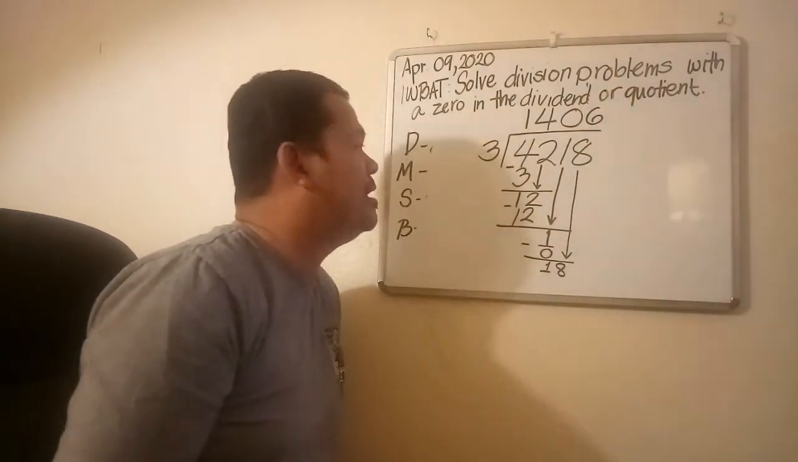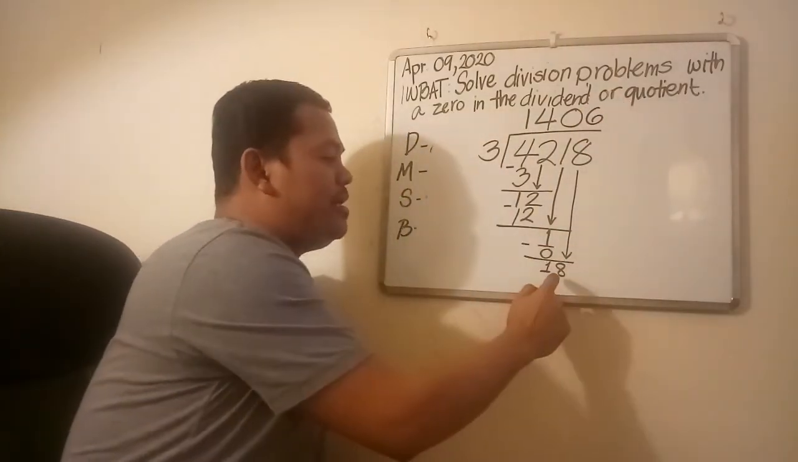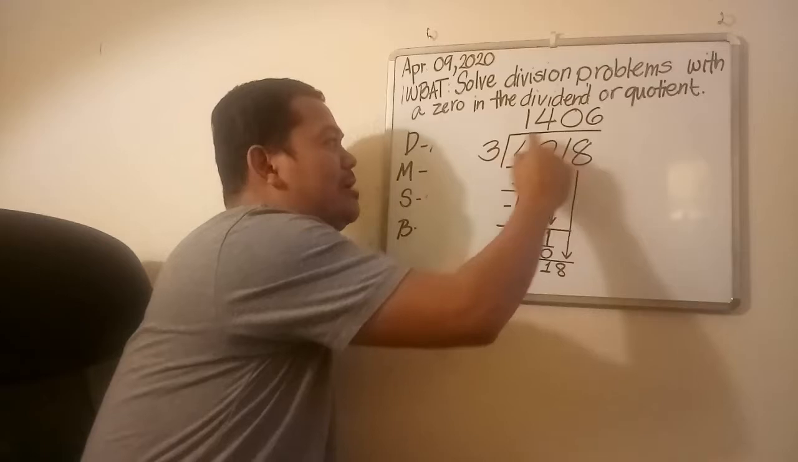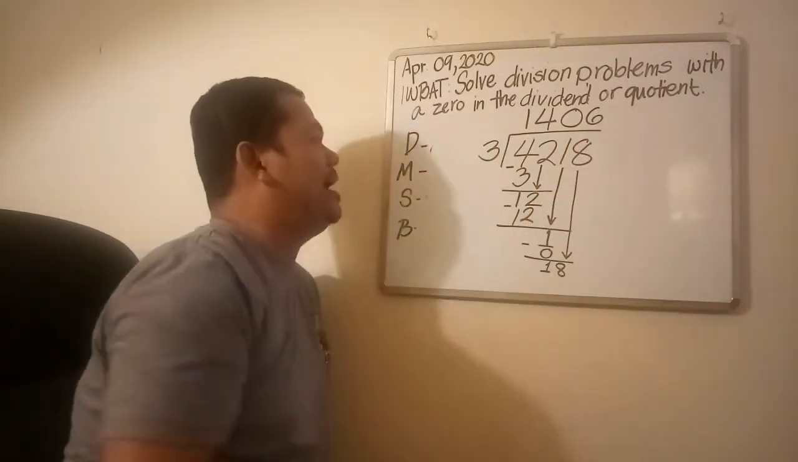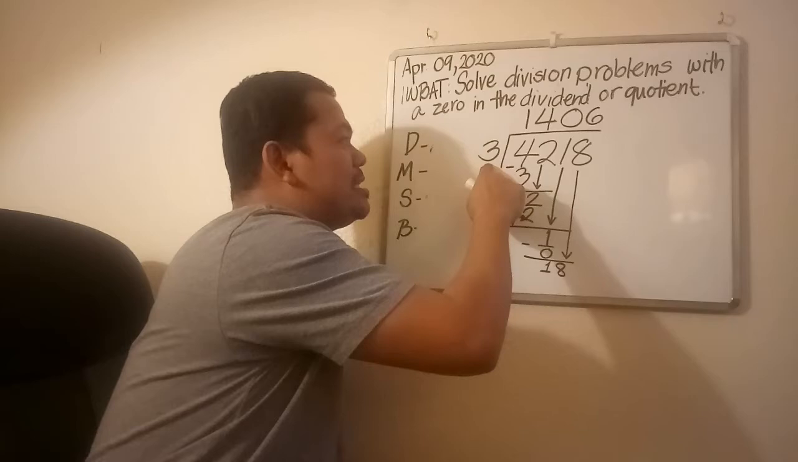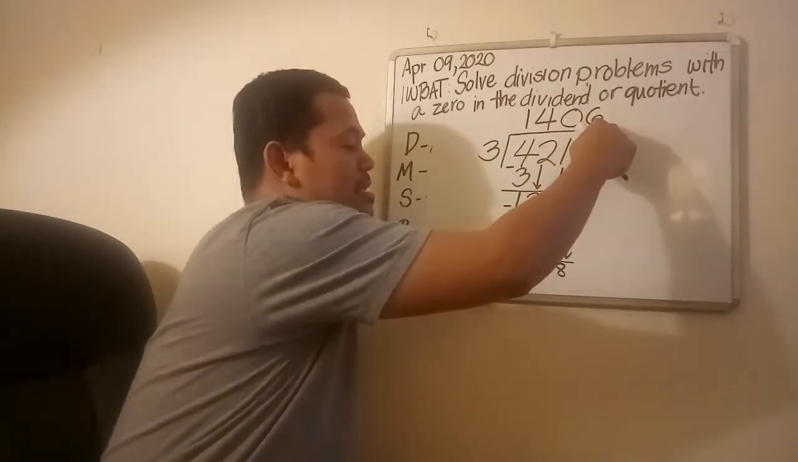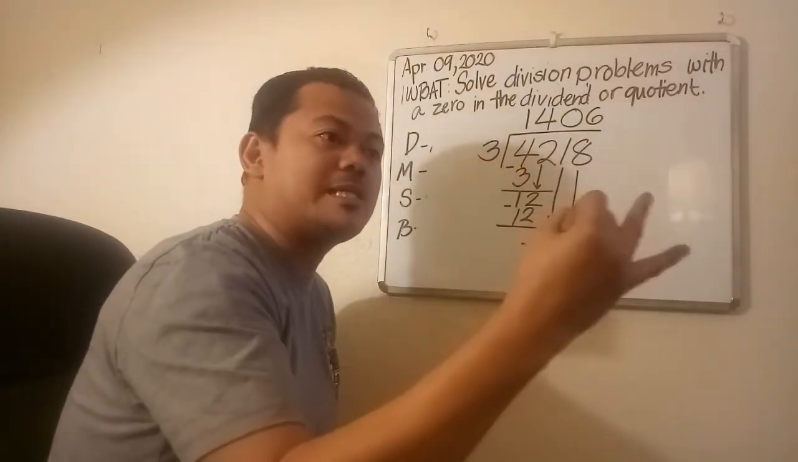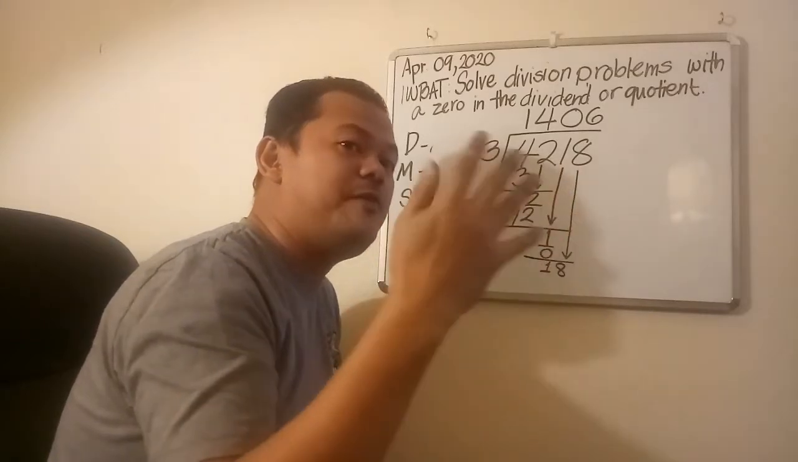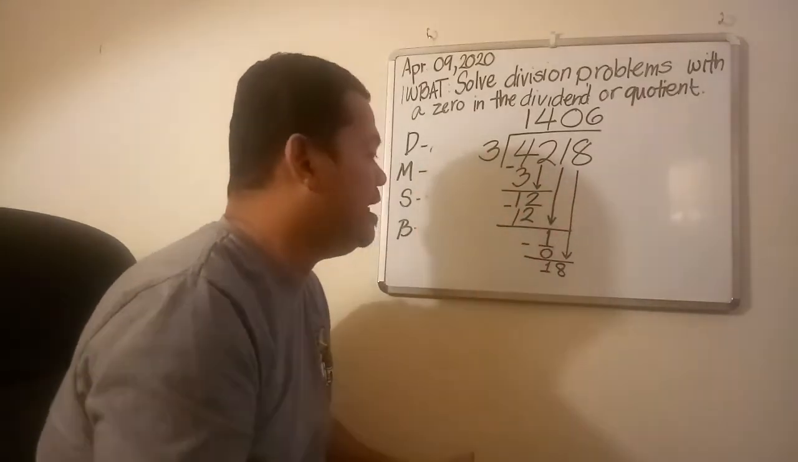There you go. After we divided already, 18 divided by 3 is equal to 6. After we divide, what's next? We are going to multiply. Now, 3 times 6. Okay? Let's count again by 3. 3, 6, 9, 12, 15, 18. How much? It's 18.